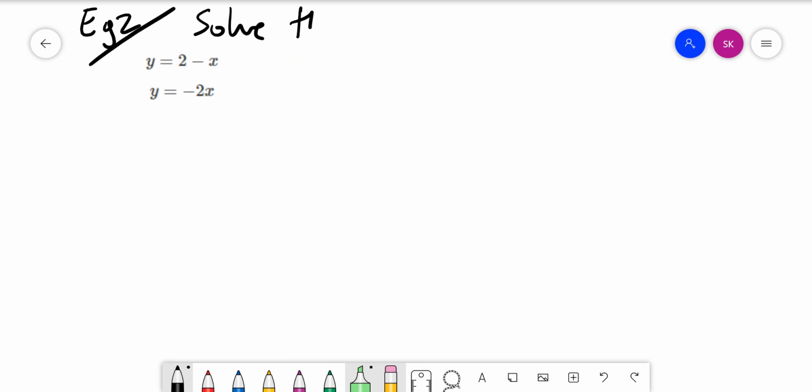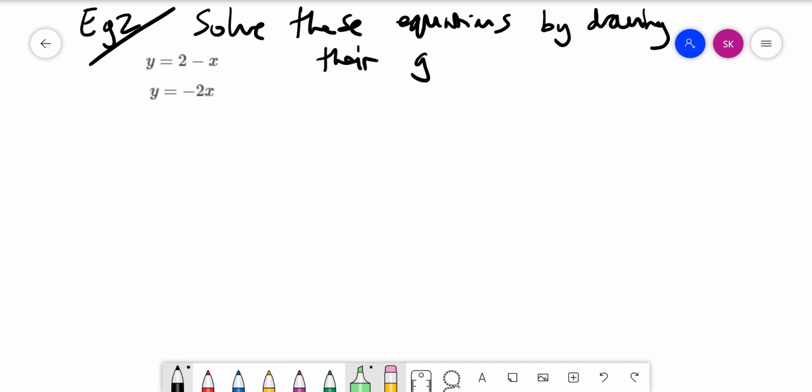Solve these equations by drawing their graphs. So what I want you to do in a moment is you're going to sketch both graphs so that you can practice looking at what the shape of the graph looks like.